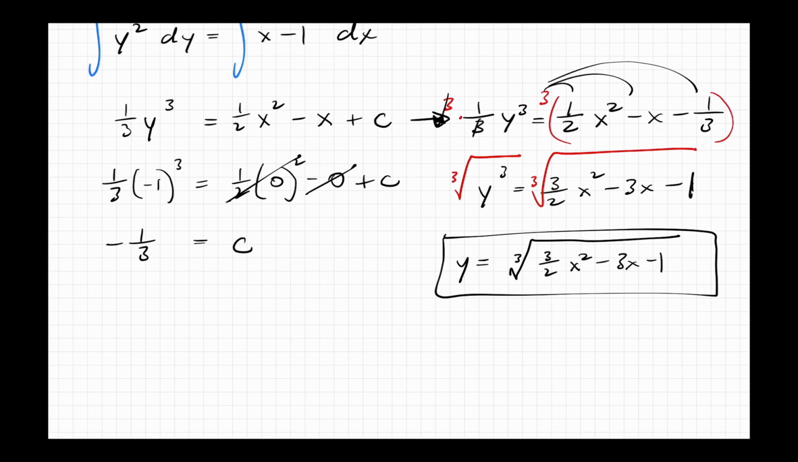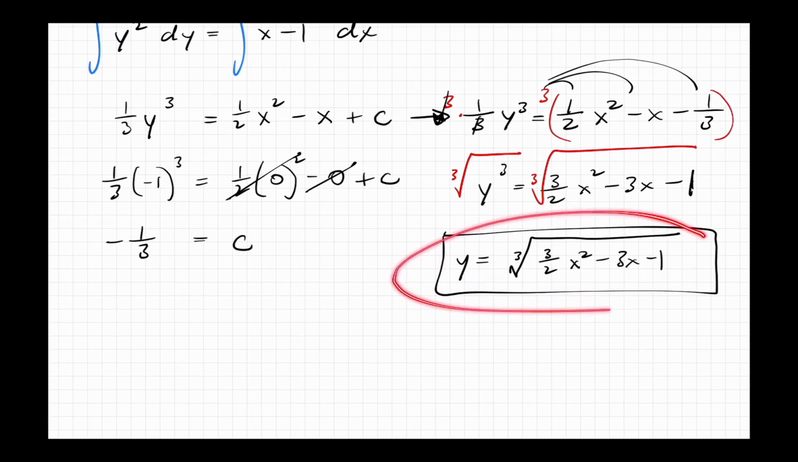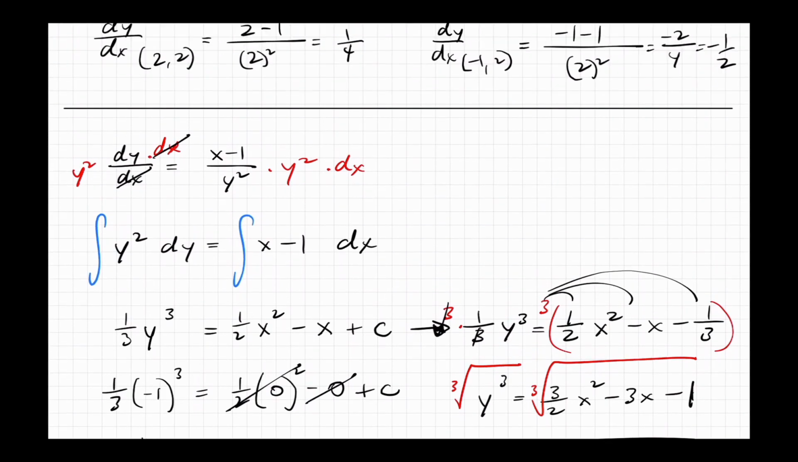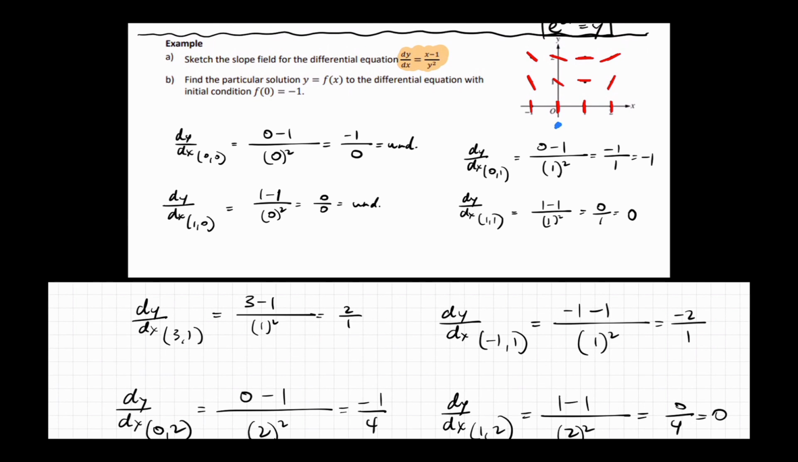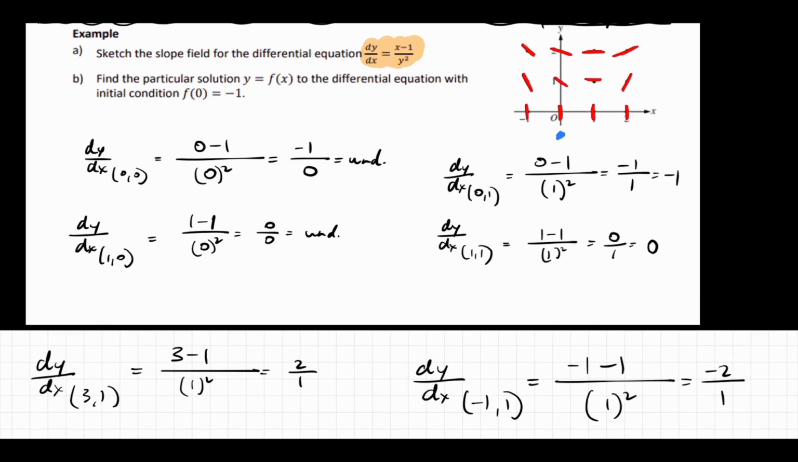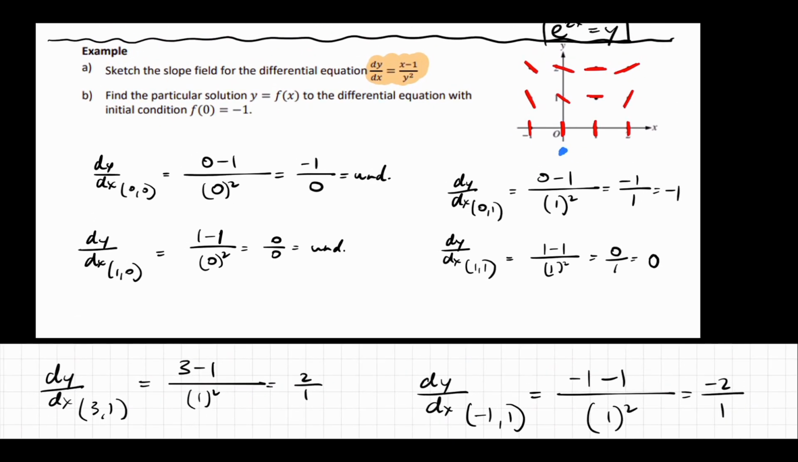Again, how do I check my answer? If you were to find the derivative of that, you'd have to use the chain rule. We did harder stuff than this last semester. If you were to find the derivative of that, you would get the original equation as an answer. That's a way to check your answer. If you have extra time on a test or something and you want to double check, that's a good idea.